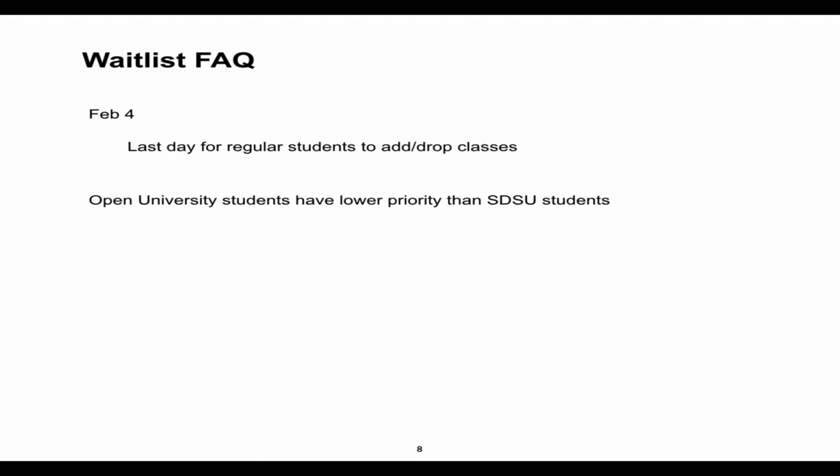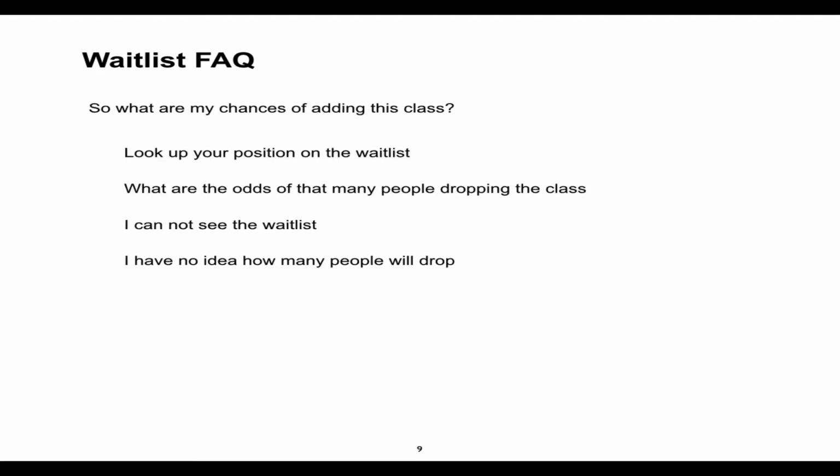If you're an open university student, you're at the bottom of the wait list. What are the odds of getting in? You tell me how many people are going to drop the class and where you are on the wait list, right? I don't know how many people are going to drop the class, so I have no idea.